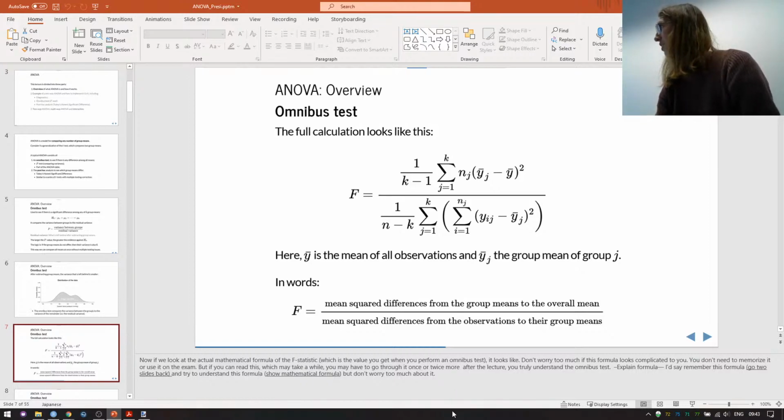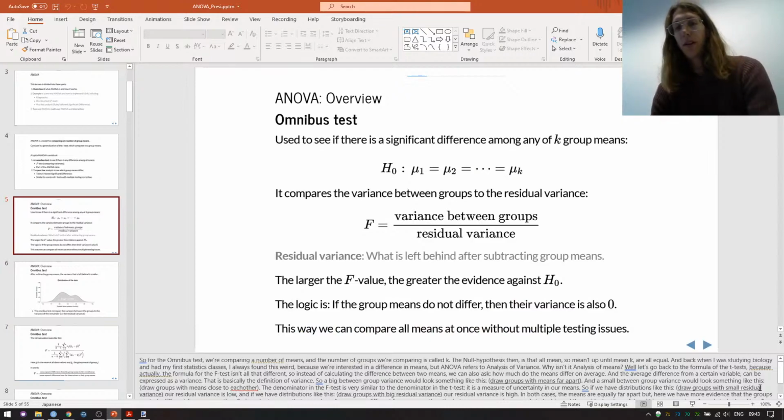Is there any question about this so far? No? Okay, great. Well, please remember that you don't have to know this formula by heart. I do think it's nice to know. But if you try to memorize a formula for the exam, for example, I would go to this definition. So F is the variance between the groups divided by the residual variance.